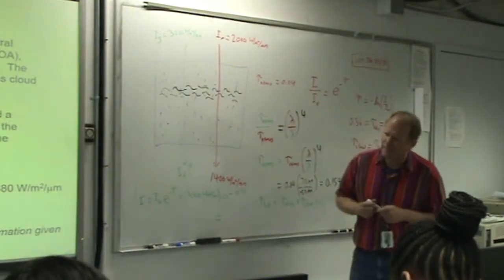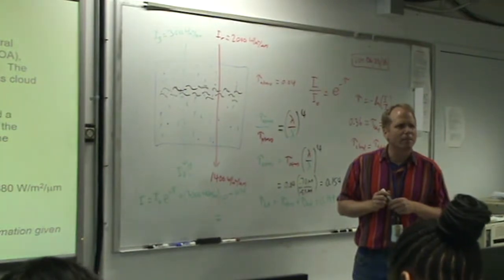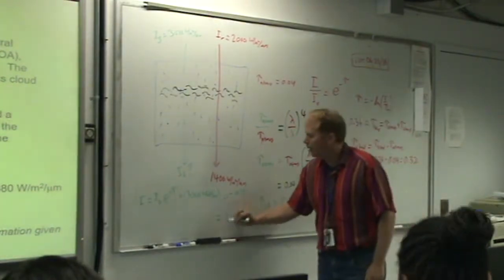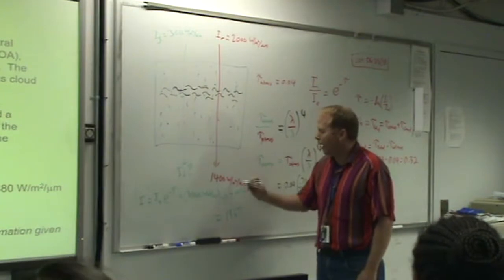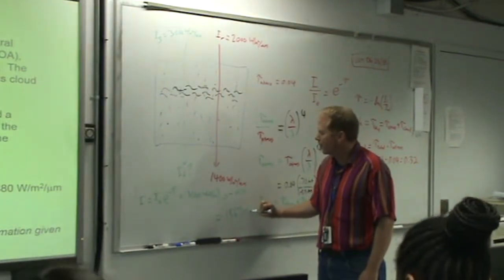I don't think you come up with 1880 exactly. You come up with something a little bit different, 1860. It comes out depending on how much rounding you've done.